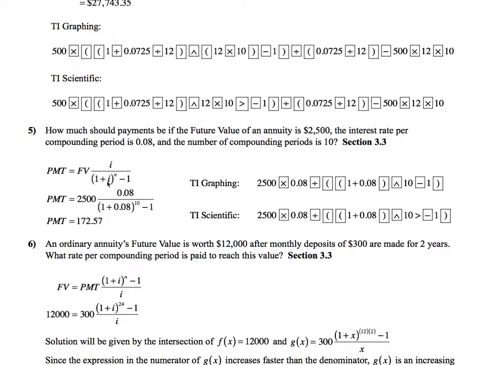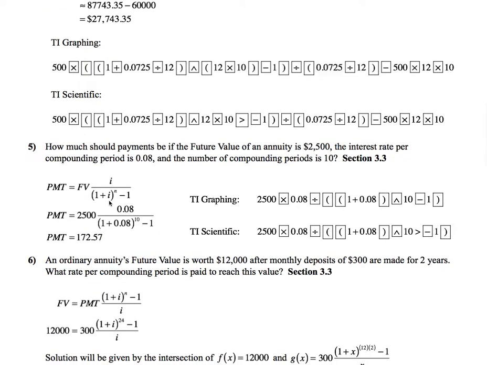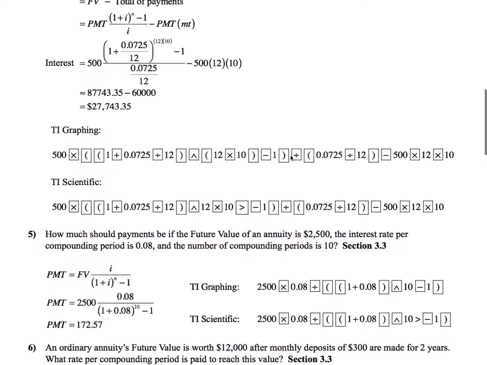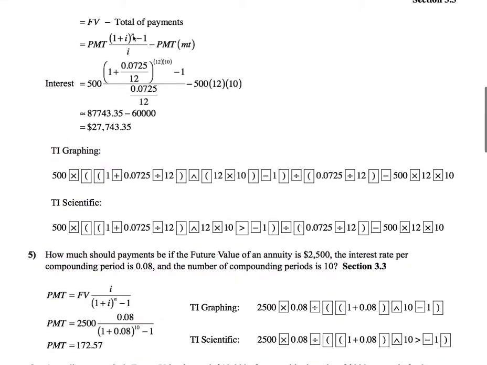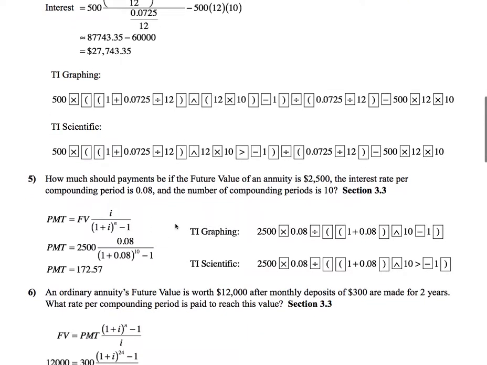per compounding period. Now notice, in the question, the future value is given, but so is the interest rate per compounding period. That is your I. You don't need to calculate it as you did in the previous question. I is already given to you. And the total number of compounding periods is 10. That is the N in this formula here. That's the N right here.